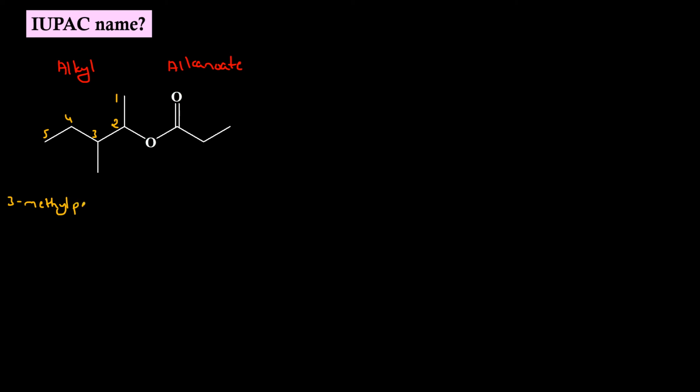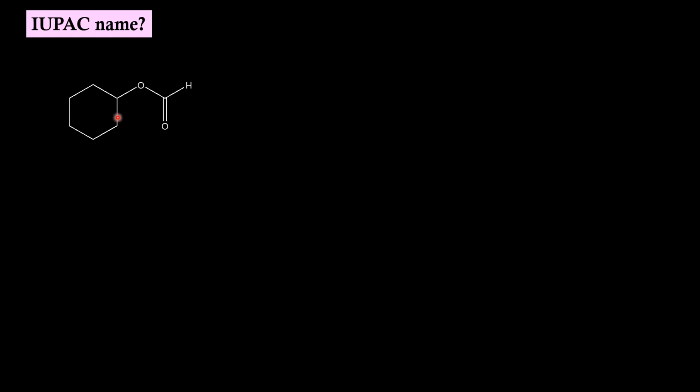Root word is pent. 3-methyl pentyl, but we should also indicate that the attachment is happening through the second carbon. So 3-methyl pent-2-yl will be the name of the alcohol part. Coming to the alkanoate part, the carbonyl carbon should be numbered 1. Three carbon atoms, so propanoate. IUPAC name will be 3-methyl pent-2-yl propanoate.